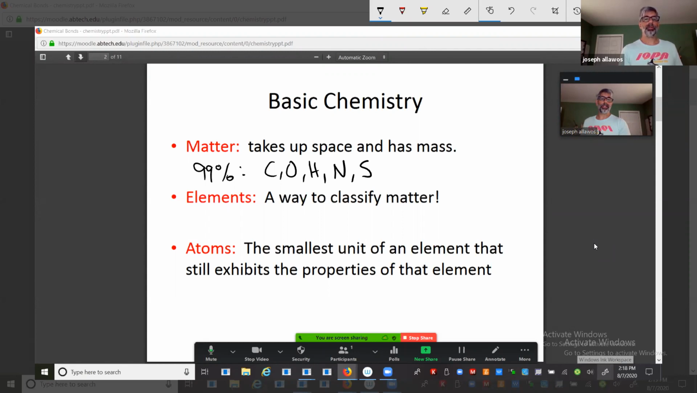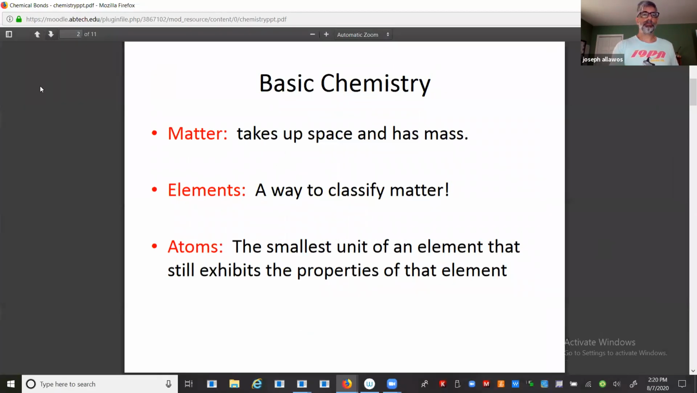And that's going to be important to understand. The last thing to think about is, what is the smallest unit of an element that exhibits the properties of that element? We call that an atom. And so now our discussion is going to go into talking about atoms. We could talk about an atom of carbon or an atom of hydrogen. And that logically brings us into thinking about and talking about the periodic table of elements.